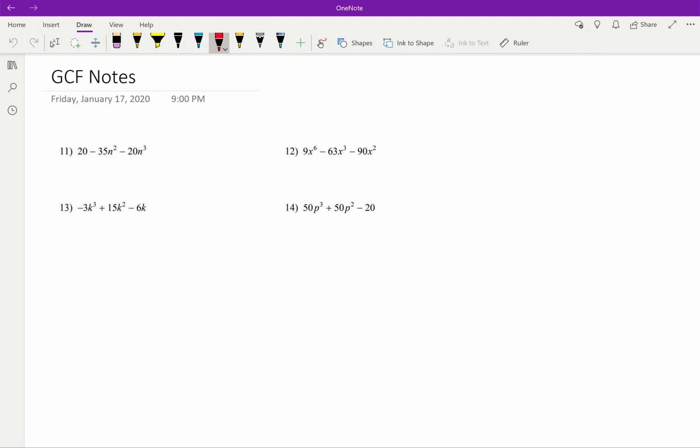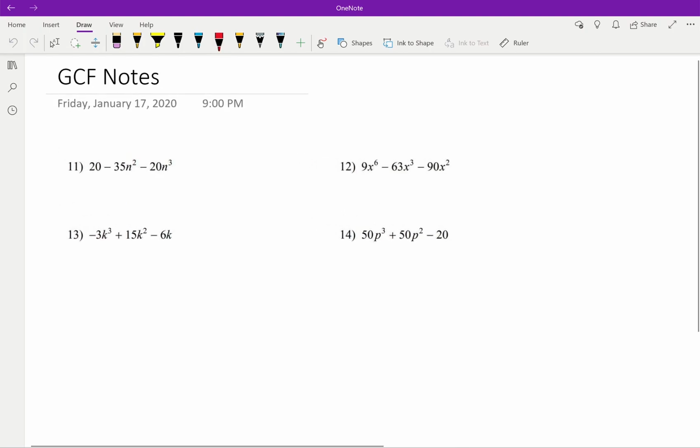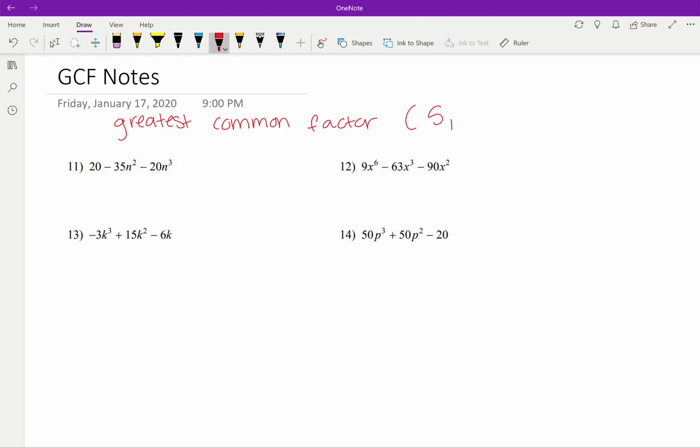Okay guys, this is the third topic of Unit 6, GCF. GCF stands for greatest common factor. For example, if I gave you two numbers, let's say 5 and 15, what is the greatest factor that can come out of 5 and 15? The GCF would equal 5, because 5 divided by 5 is 1 and 15 divided by 5 is 3. That's the biggest number that we can take out of both those numbers. So that's what GCF means.